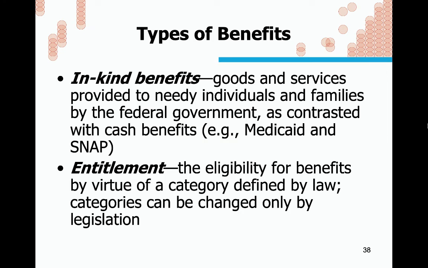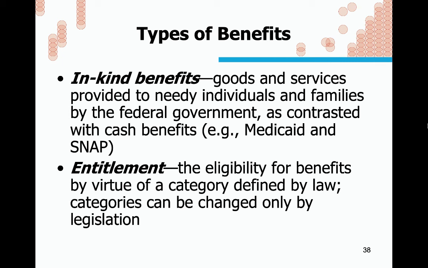Other types of benefits, we could talk about in-kind benefits. These are goods and services provided to needy individuals and families by the federal government, which are not cash benefits. So Medicaid or SNAP would be, in effect, a cash benefit, but any sort of direct goods or services provided to needy people are what's called in-kind benefits.